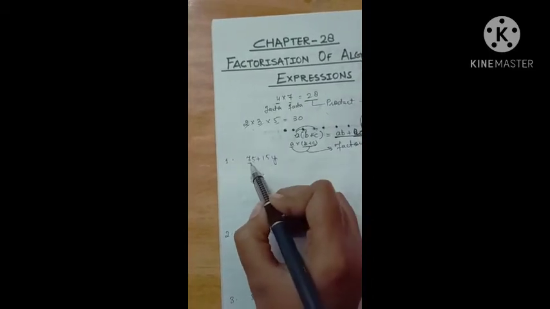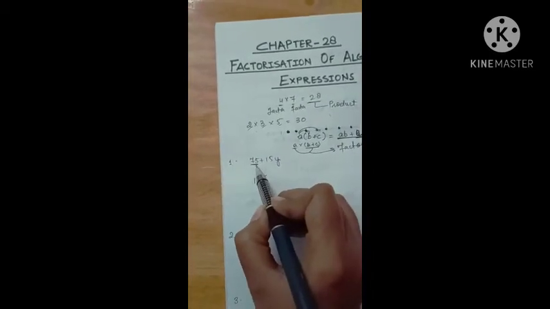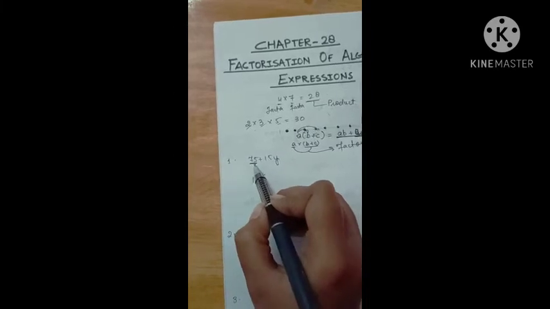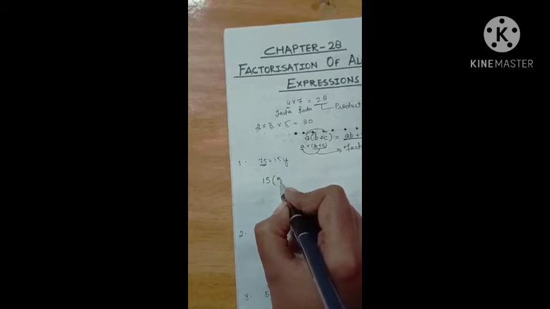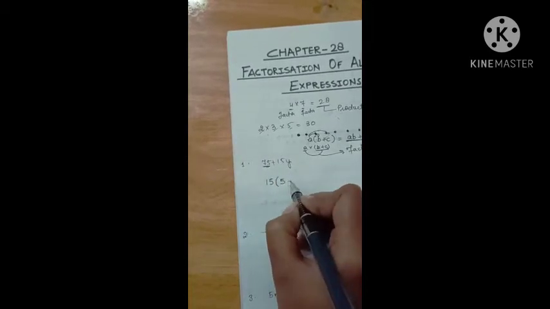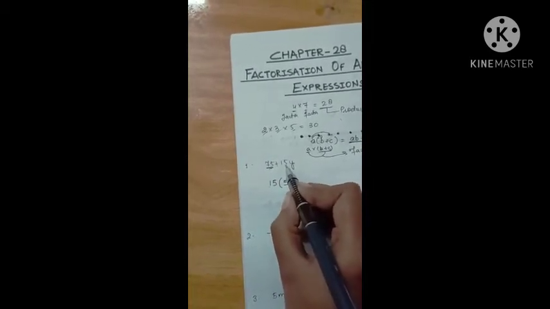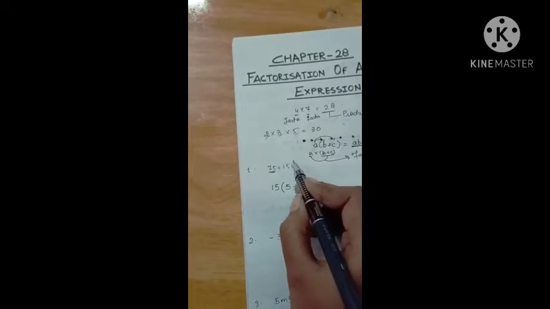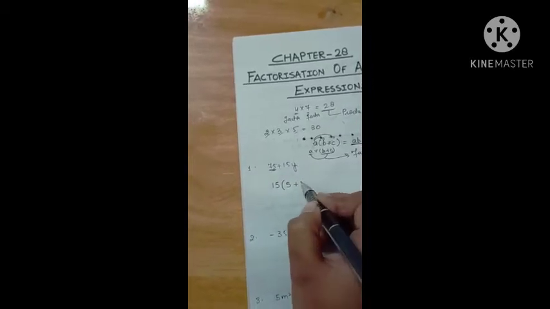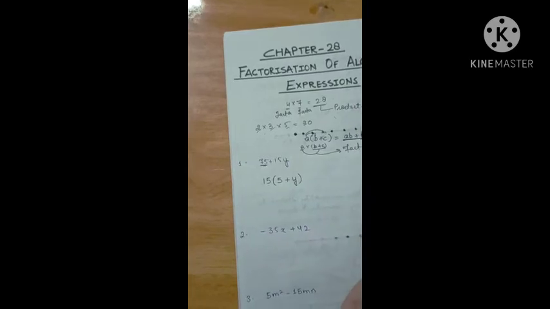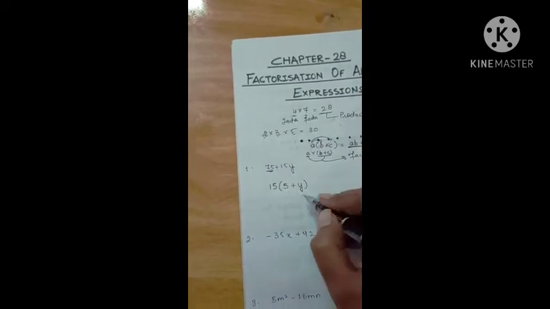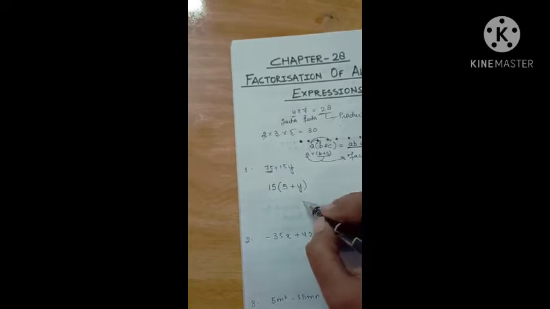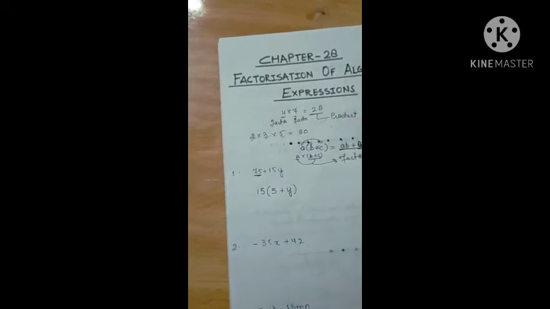Now we see here 15 5 times is 75, so we write here 5. Then we put this sign plus. 15 1 times is 15. Then what is left here? y is left here, so we write y. So 15 and 5 plus y are the factors of this polynomial.